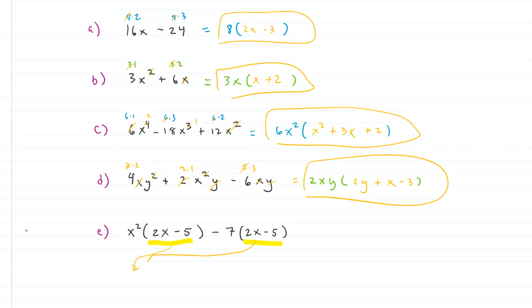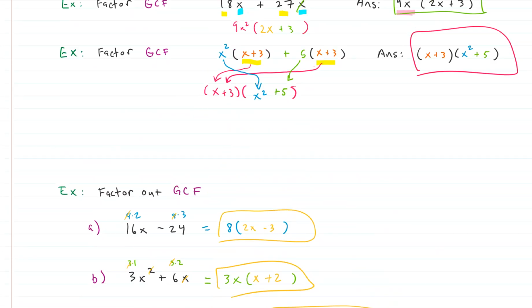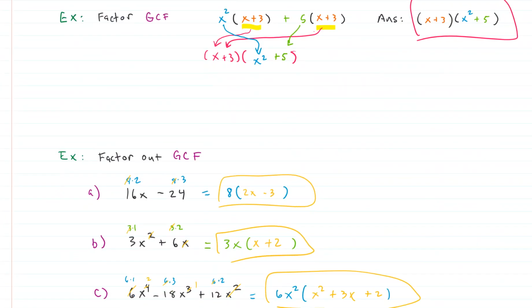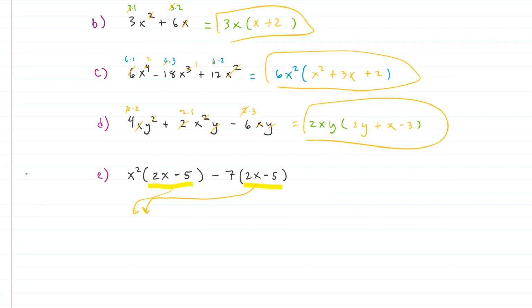Kind of looks like the end game, right? Kind of looks like this, where they both have an a. That's that 2x minus 5. This kind of looks like the a, right? So if you pull that in front, then what do we have? We have 2x minus 5 out front, and what's left over? Well, we still have this x squared that needs to come down. And we have the negative 7 that comes down too.